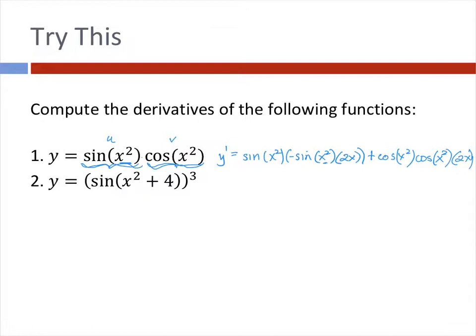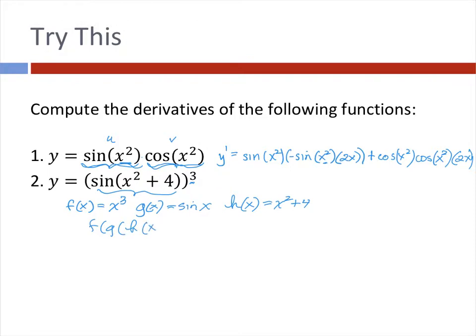Now on this second problem, we see that we have this whole thing right here to the third power. So this is actually a composite function. It's actually a composite of a composite of a composite. If I said f of x is equal to x cubed, then g of x is equal to sine of x, and h of x is equal to x squared plus 4. Then this entire function could be written as f of g of h of x, right? I think I have the right amount of parentheses there.